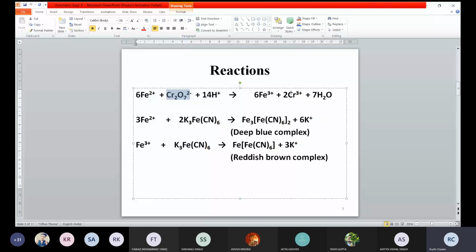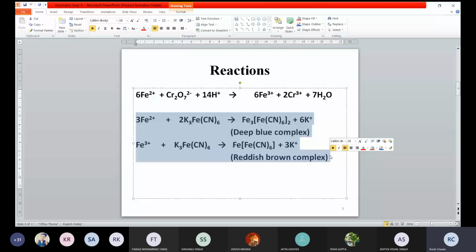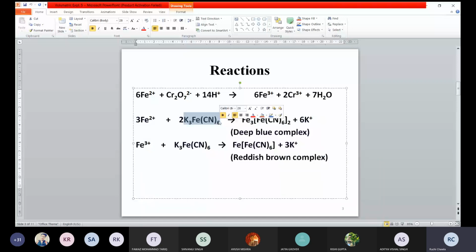The next two reactions that you can see on the slide right now are the basis of the reaction with the indicator. The indicator is potassium ferricyanide. Be very particular about whether you are writing the formula for the ferricyanide or for the ferrocyanide, because the formula will change in either case. The solution of potassium ferricyanide is light yellow in color.